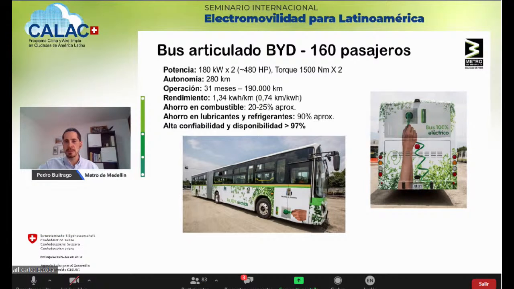This is quite significant because we eliminate the combustion engine and we can streamline a large part of this consumption of lubricants and coolants that we need to have on a regular basis in the combustion engine vehicles. And this bus has a high reliability and high availability. As I said, this is a bus that can be used for 20 hours, and we have this full availability of the bus for it to operate.